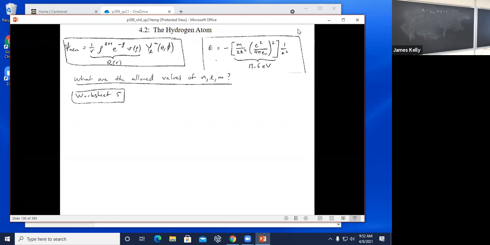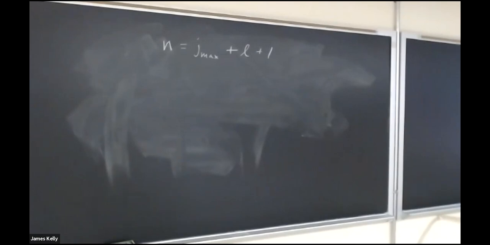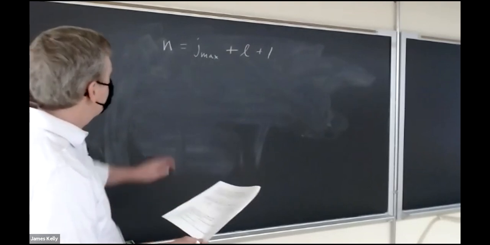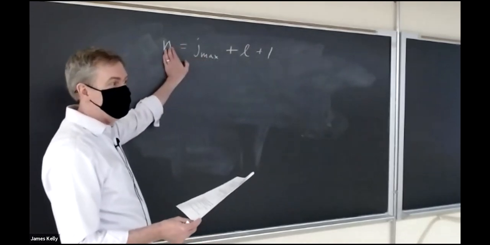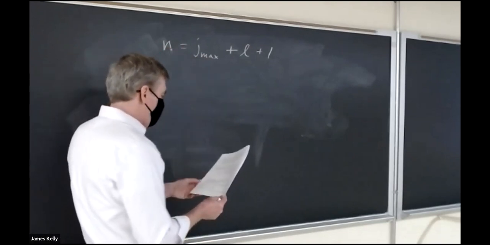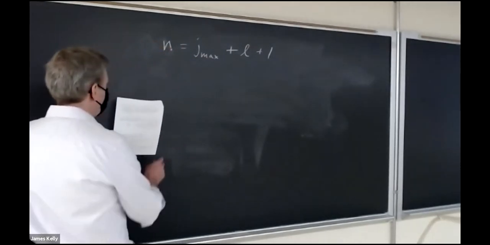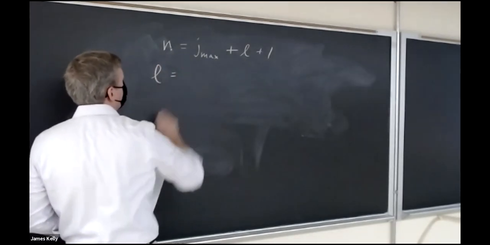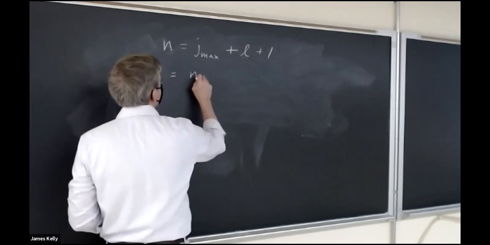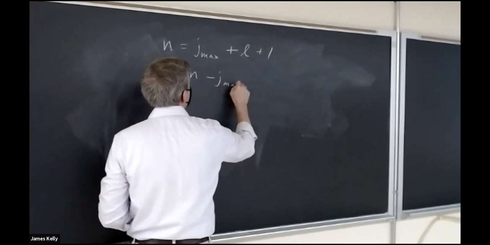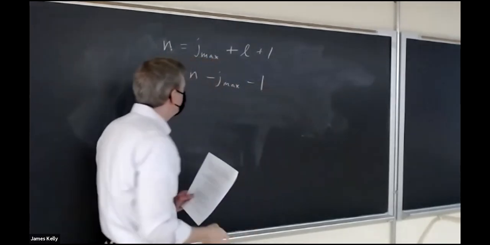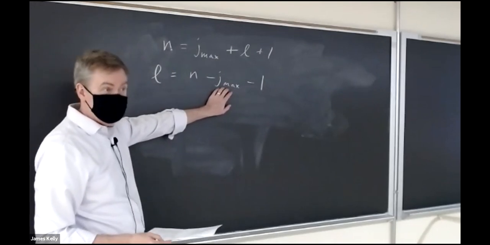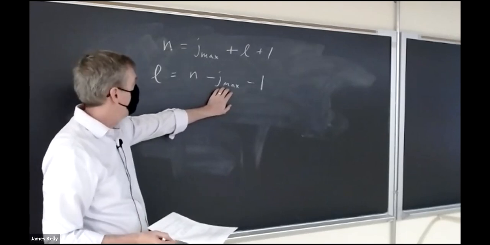Okay. Let's think about that second part of C. Given that J max is 0, and given the definition of N, what is the largest allowed value for L? If we want to find the largest allowed value for L, let's solve for L. L is equal to N minus J max minus 1. And we just determined that the smallest value J max could be is 0. We've got to have at least one term non-zero.